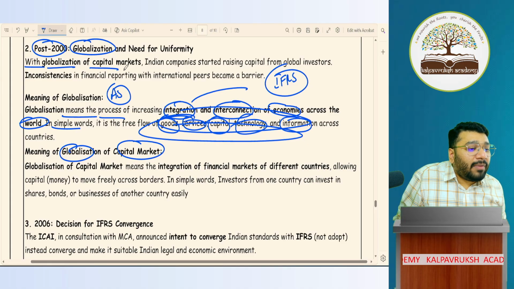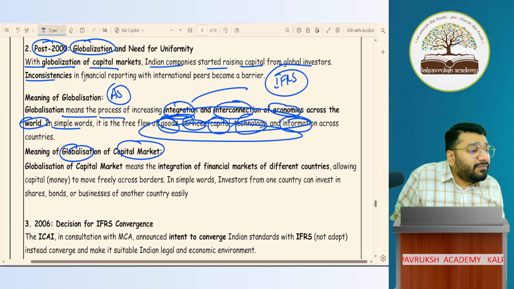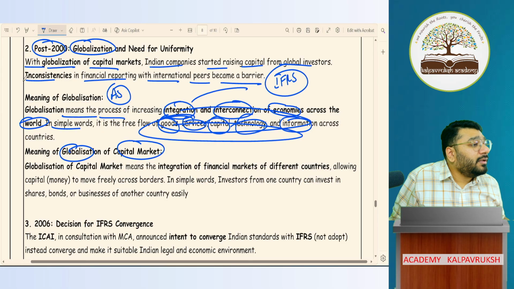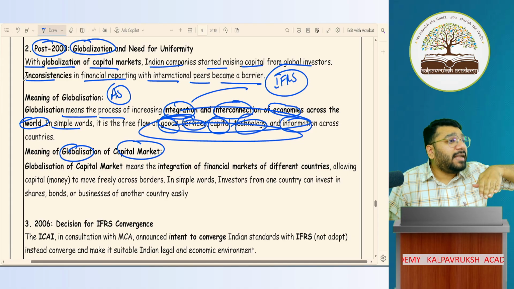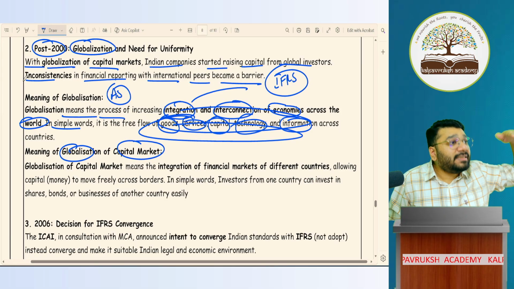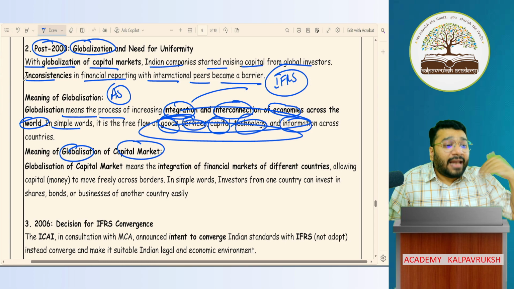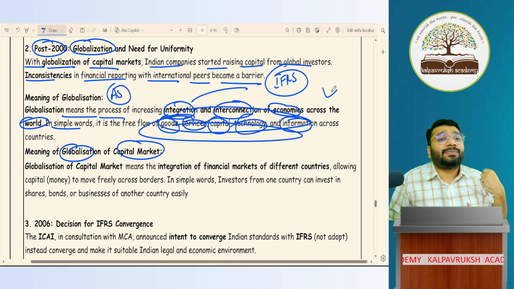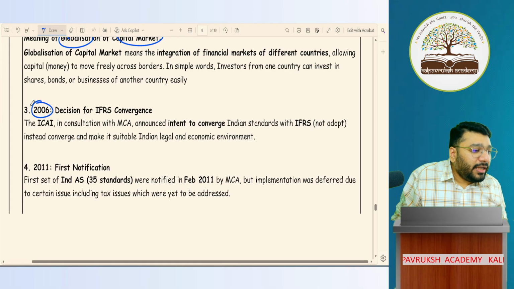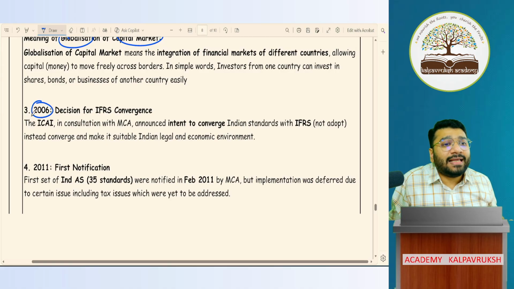With globalization of capital market, Indian companies started raising capital from the global investors. Inconsistencies in financial reporting with international level became a barrier. The financial reporting that you prepare under accounting standard were not consistent, were not at the standards of the international expectations. Hence, the investors were not comfortable with our financial reporting, and gradually they started withdrawing investments from our country. So when this happened in 2006, we made a firm decision that no, let's converge with IFRS and come out with something called Ind-AS.